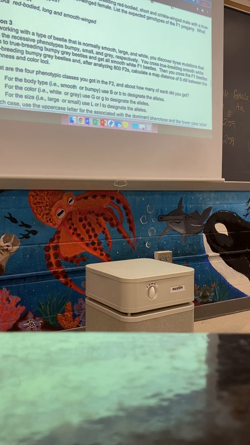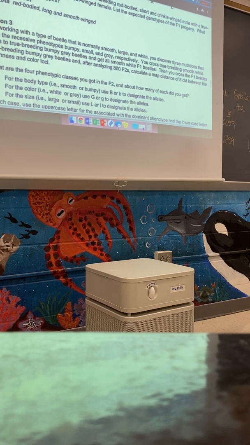And after analyzing 800 F2s, you calculate a map distance of 5 map units between the smooth and color loci. What does that mean? 5 map units. They're linked. They're only 5 map units apart, so crossing over is only going to happen 5% of the time. That's what that would mean.